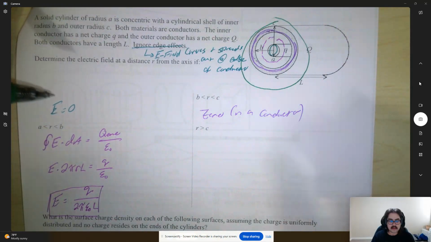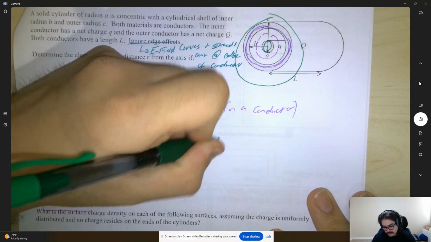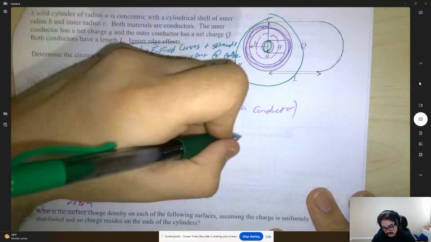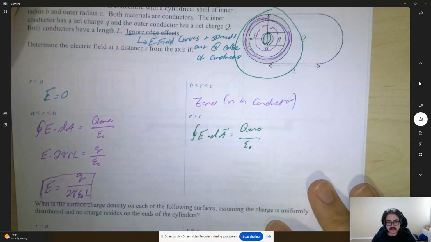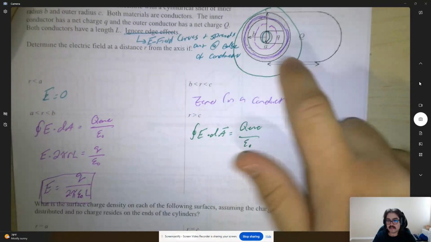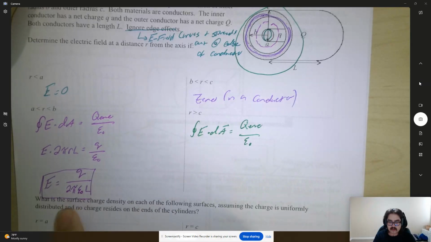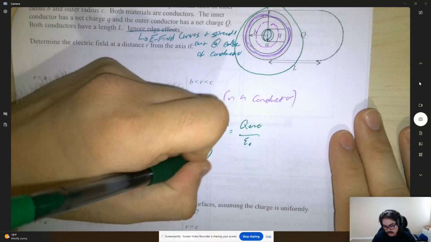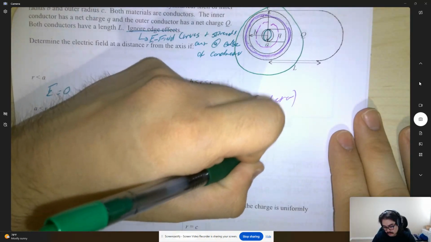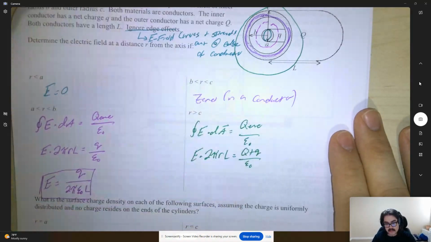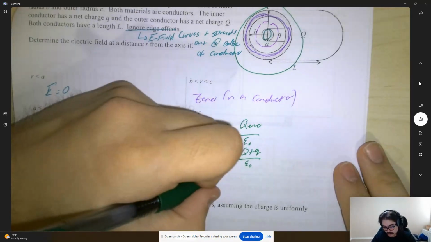That's going to be, again, the surface integral of E dot dA equals Q enclosed. This is not going to change all that much. The only thing that's going to change is that your enclosed charge is now big Q plus little q. So this is actually going to look exactly the same as before. You do E dot 2 pi RL equals Q plus little q over epsilon naught, and when you solve it out, you end up getting the exact same thing you got earlier, except you have Q plus q on the top.